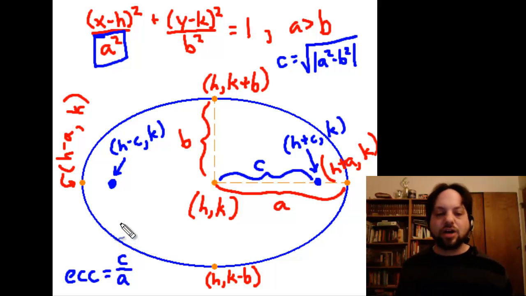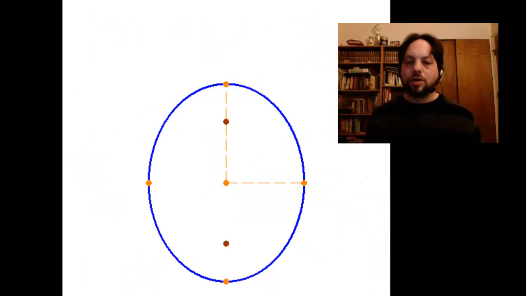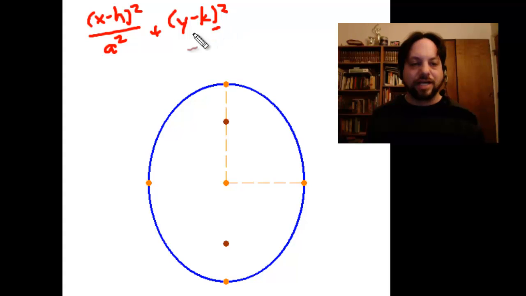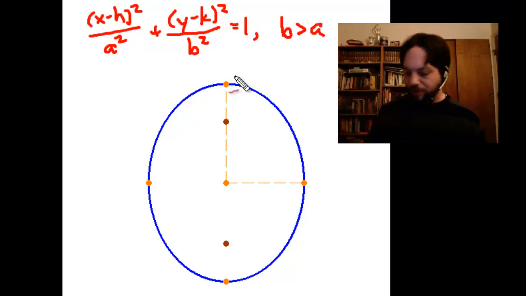Let's go ahead and very quickly take a look at what I'm going to call an up and down ellipse. So as promised, here is our up and down ellipse. Let me go ahead and rewrite the formula here. The formula is actually going to be exactly the same. There's only going to be one small difference. And if you couldn't already guess, the difference is going to be that b squared is going to be larger than a squared this time around.